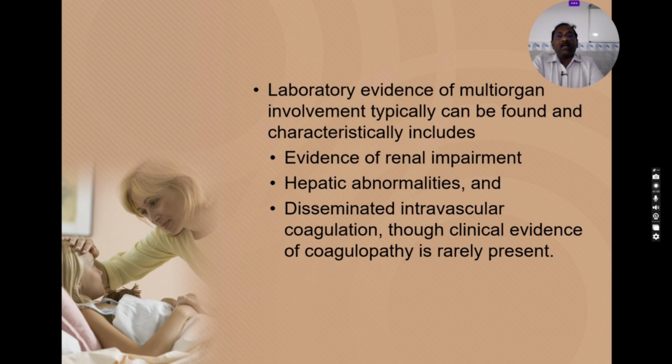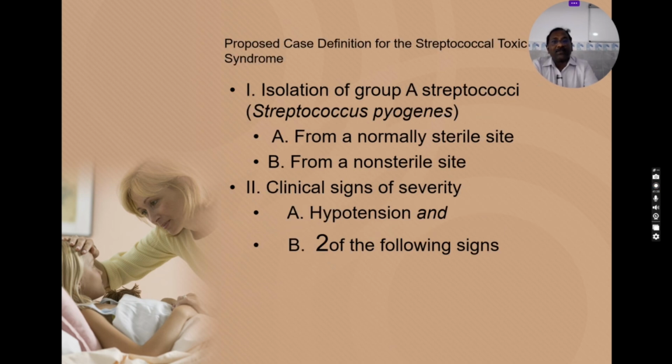There will be multi-organ involvement. Typically it can be found and characteristically includes evidence of renal impairment, hepatic abnormalities, so your elevated SGPT, SGOT, bilirubin, your deranged PT, INR, hypoproteinemia, hypoalbuminemia. So these are all very common. Along with that, DIC, though clinical evidence of coagulopathy is rarely present. So these are all very acute presentations with a rash.